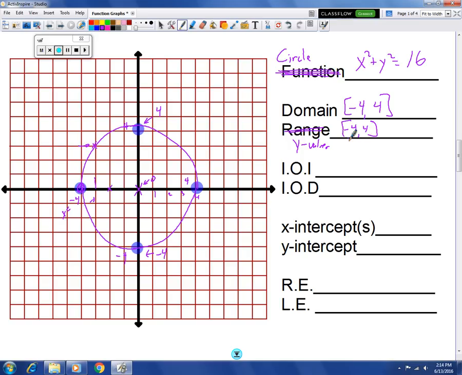And interval increase, interval decrease, again, they would not really apply because we really don't have functions. Now we can say that it has x-intercepts at negative 4 and 4. Y-intercepts are negative 4 and 4. And we would not have a right-hand or left-hand behavior because this circle does not go off. So the main point is we want to know how to graph these. So let's focus on graphing.